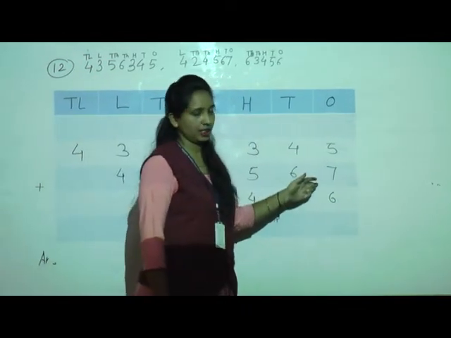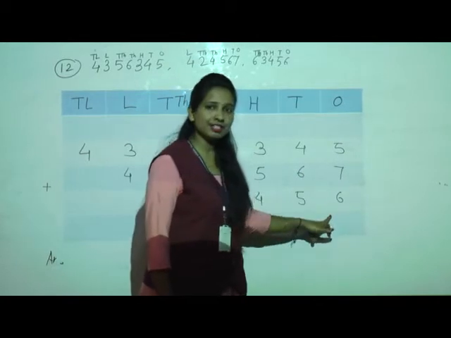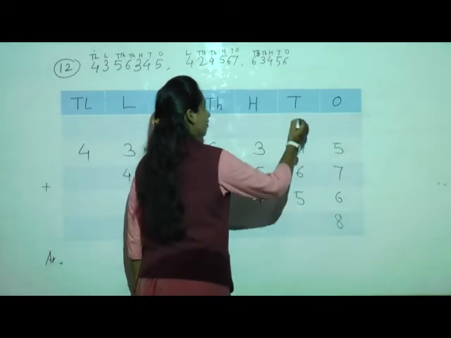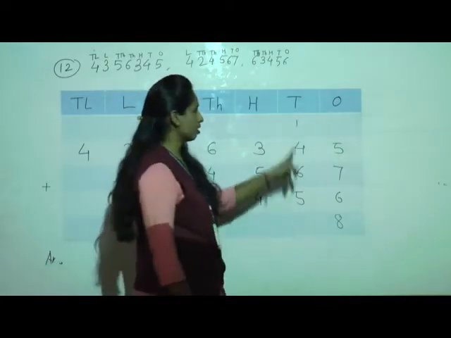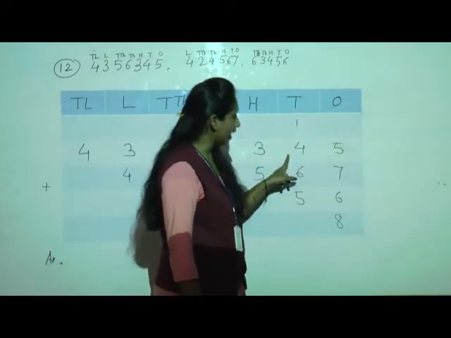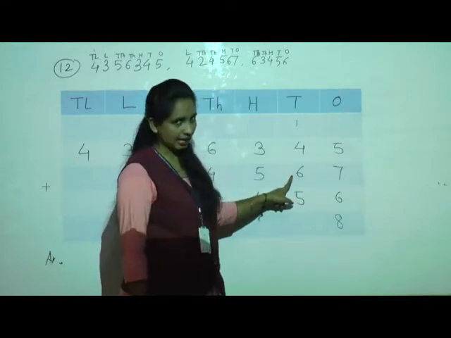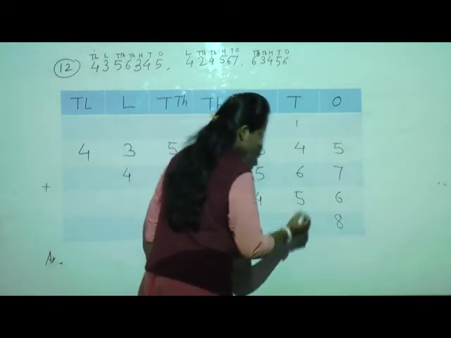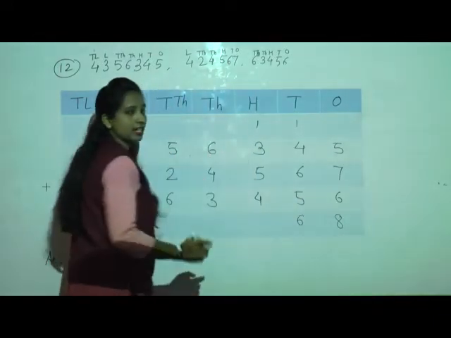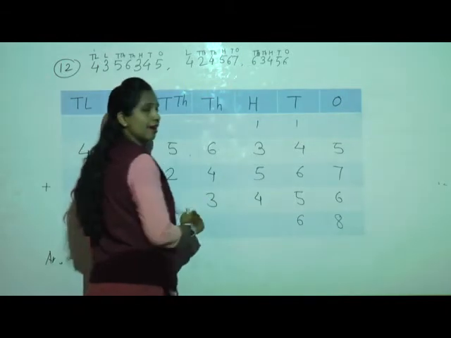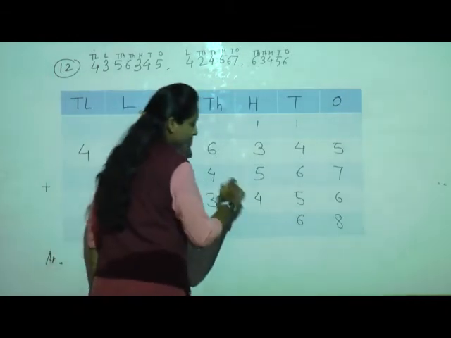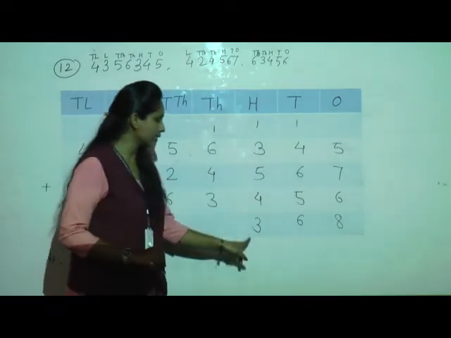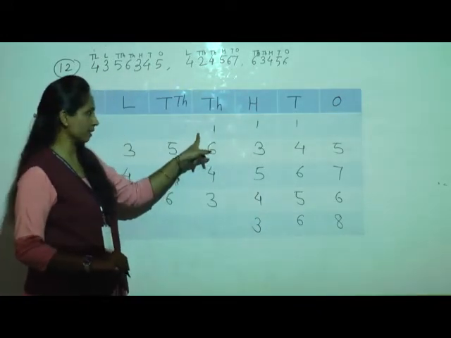5 plus 7 is 12. 12 plus 6 is 18. So write 8 on 1's place. 1 will carry to 10's place. 1 plus 4 is 5. 5 plus 6 is 11. 11 plus 5 is 16. Now 1 plus 3 is 4. 4 plus 5 is 9. 9 plus 4 is 13. 3 I'll write on 100's place. 1 I'll carry to 1000's place.